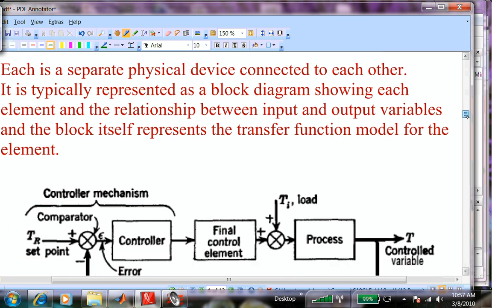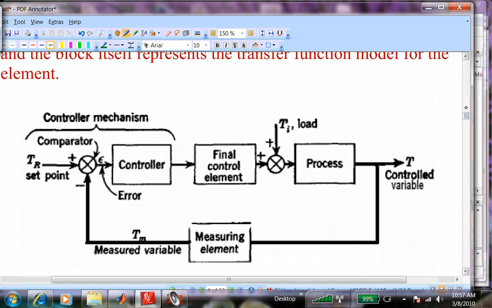So we're going to use a separate block for each one of them. So take a look at it, and can you map, I have put the labels there that can help you, but can you map what each of the blocks would be? What would be this measuring element? That's the thermocouple. So I am indicating here that TM is the output from the thermocouple. But what is its input? Each block will have an input and an output, and the dynamics captured by a transfer function.